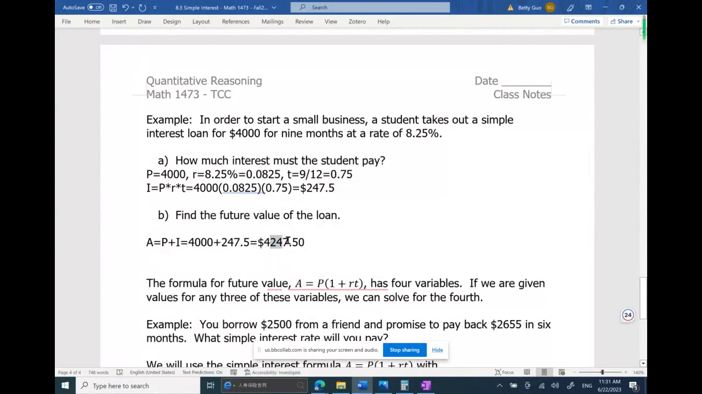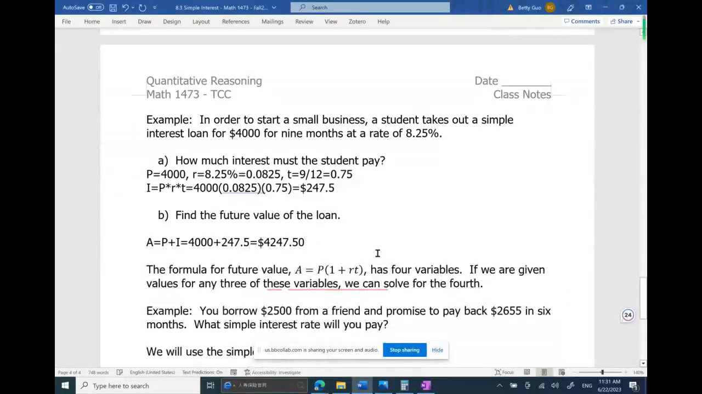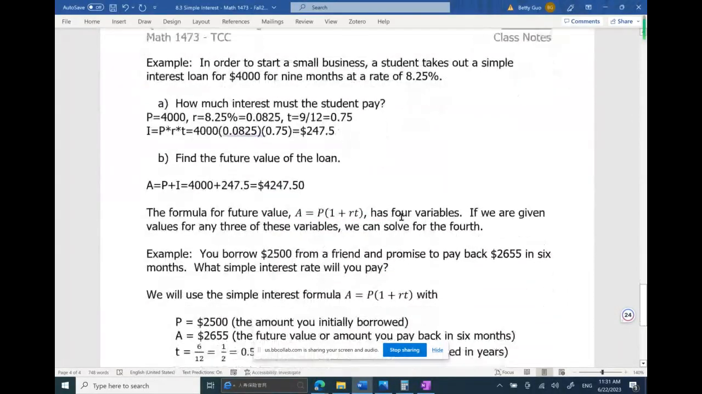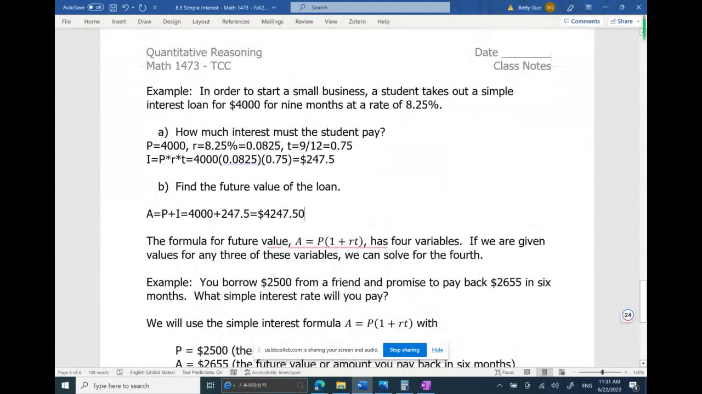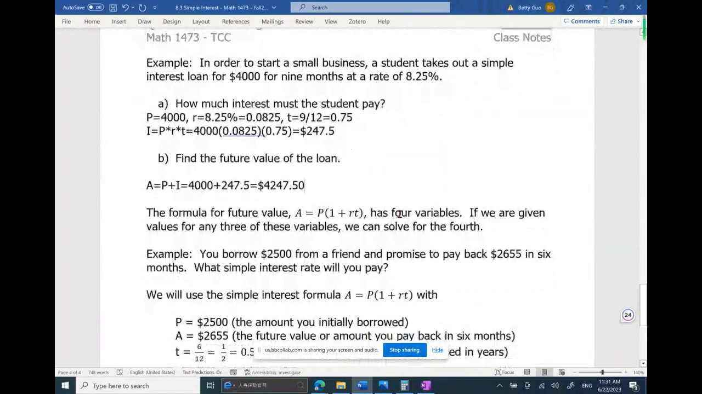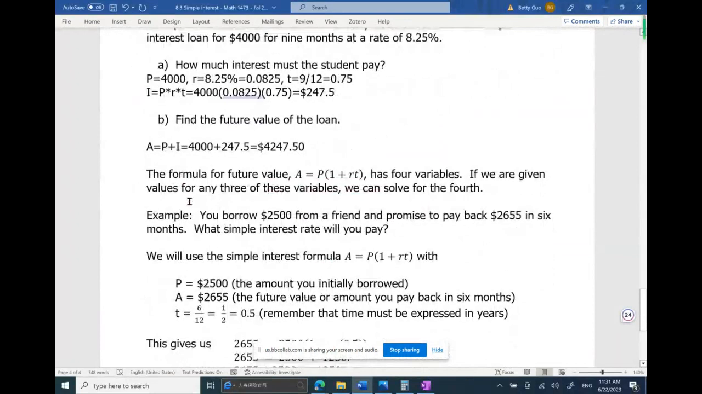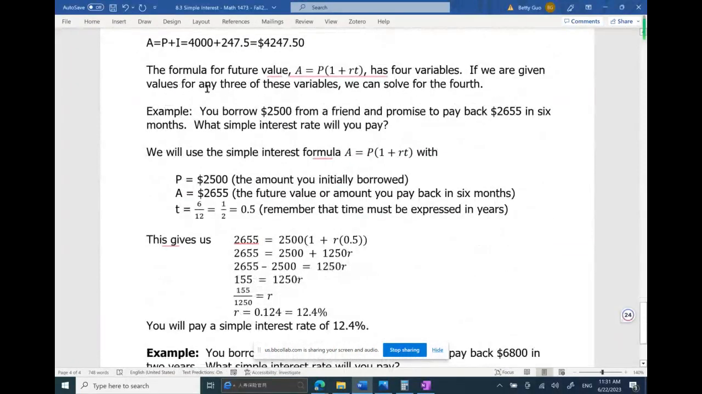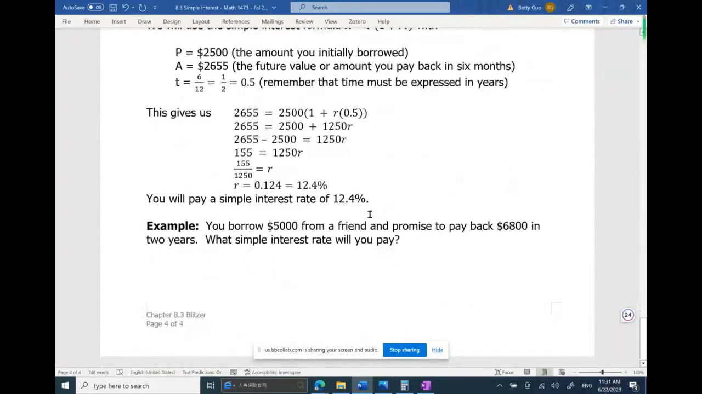Taking a loan is pricey. But that's the cost that you pay to start your business, right? One of the costs. The next part in this guided note says the formula for future value has 4 variables. If we are given values for any 3 of them, then we can solve for the 4th variable. Let's look at this example. That's the last example.